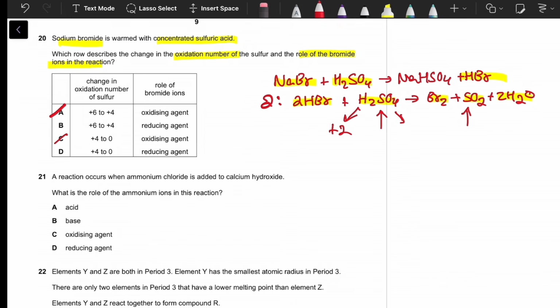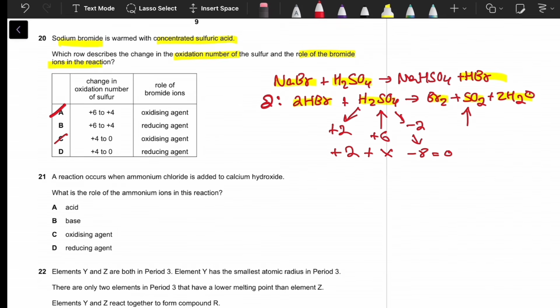And oxygen atoms have an oxidation state of -2, but since there are 4, there's an overall oxidation state of -8. Now this is a compound, it has no overall charge, so +2 plus x minus 8 must equal 0, therefore x must be +6. So in sulfuric acid, sulfur has an oxidation state of +6.